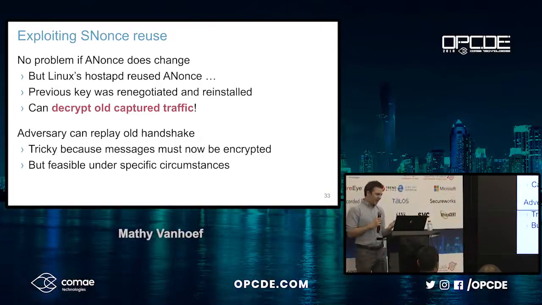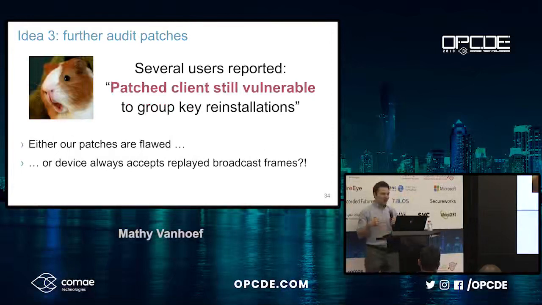So after noticing that macOS didn't fully patch and prevent these key reinstallation attacks, we also had the idea of properly auditing other vendors' patches. The first thing we noticed is that we had quite a few reports where people were saying, hey, we applied your patches to WPA supplicant, the Wi-Fi client used in Linux and Android, but your script says that our client is still vulnerable to group key installations.